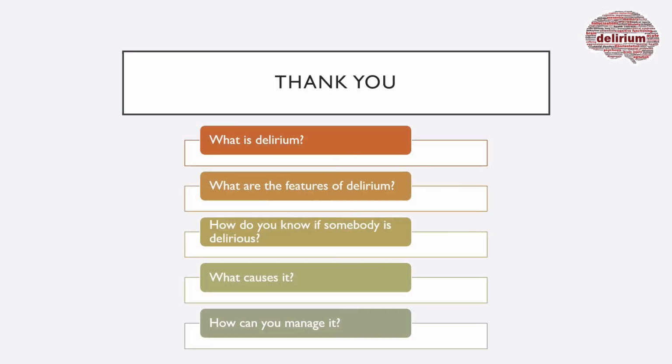So that's that. These are the objectives that we've addressed during this presentation. So we've gone through what delirium is and the features, tools that you can use to help you work out if somebody's delirious or not and how to interpret them. We've addressed some causes and then some management methods as well.